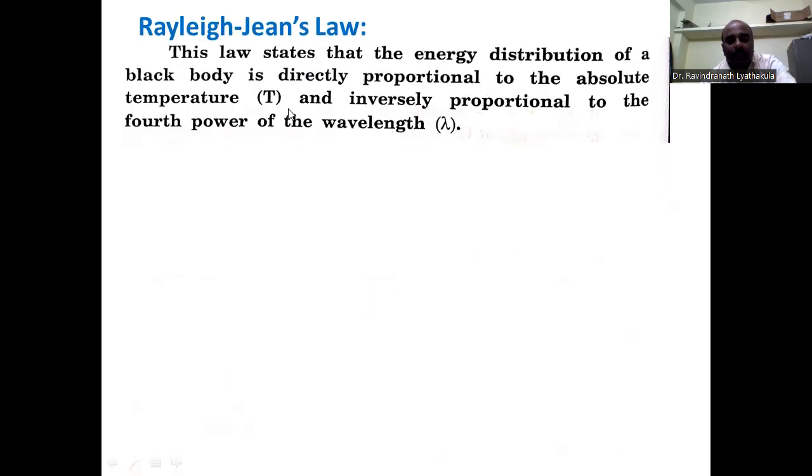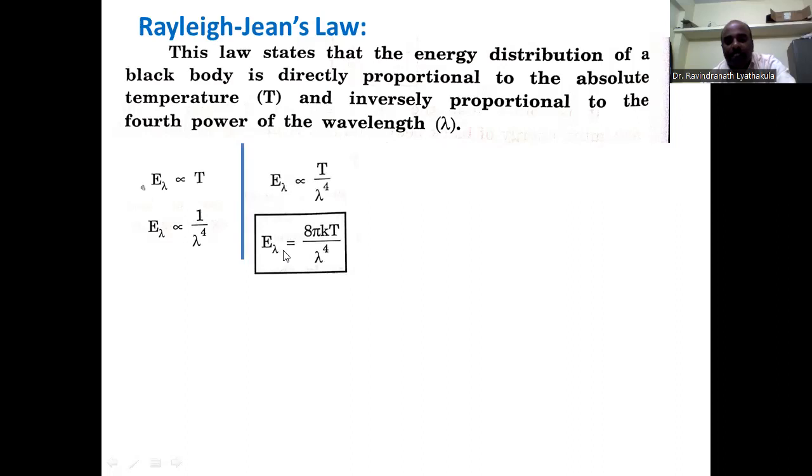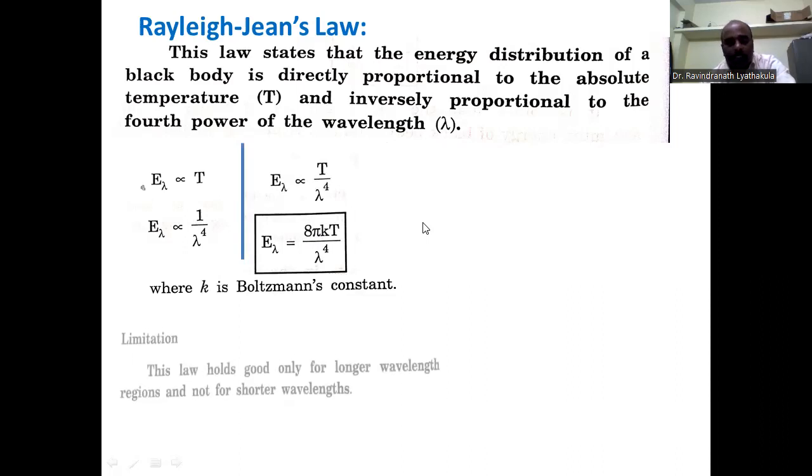The second law we are discussing here is the Rayleigh-Jeans law. It gives the energy distribution of a black body as directly proportional to the absolute temperature T and inversely proportional to the fourth power of the wavelength. That is, E lambda is proportional to T, and E lambda is proportional to 1 by lambda power 4. Simply, we can write E lambda equals 8 pi kT by lambda power 4. Here, k is Boltzmann's constant.